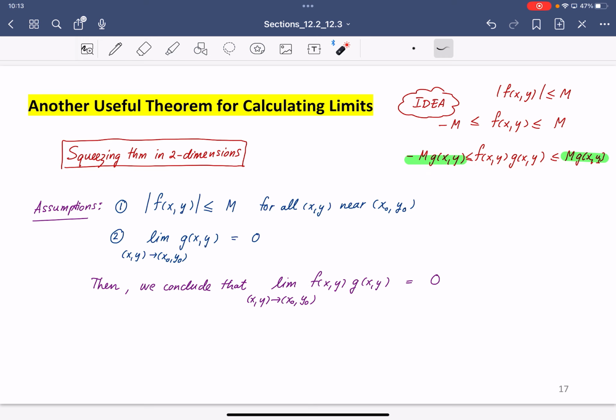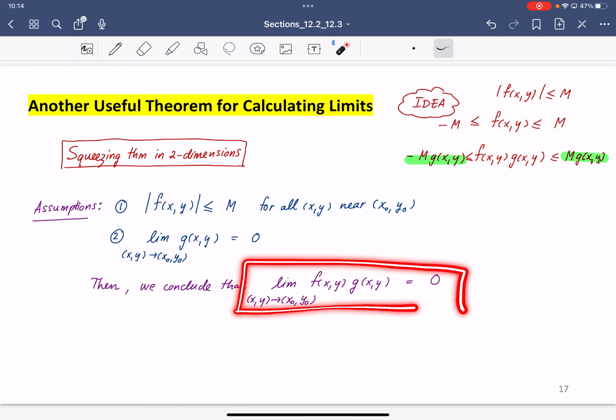This is why we call it the squeezing theorem, because once you have number 1 and number 2 here, you can conclude that the limit of the product of f and g is going to be 0.